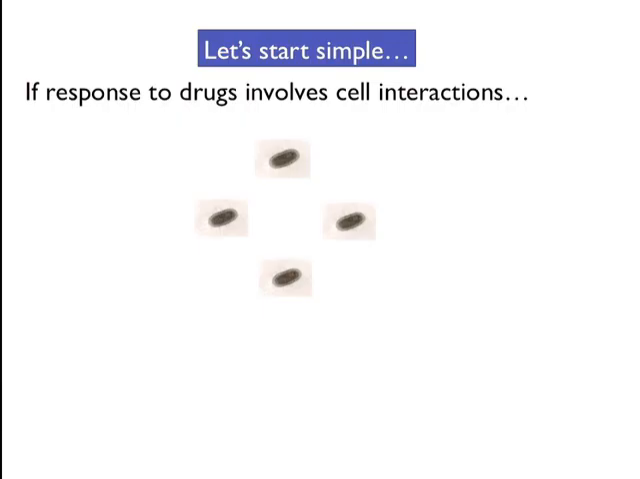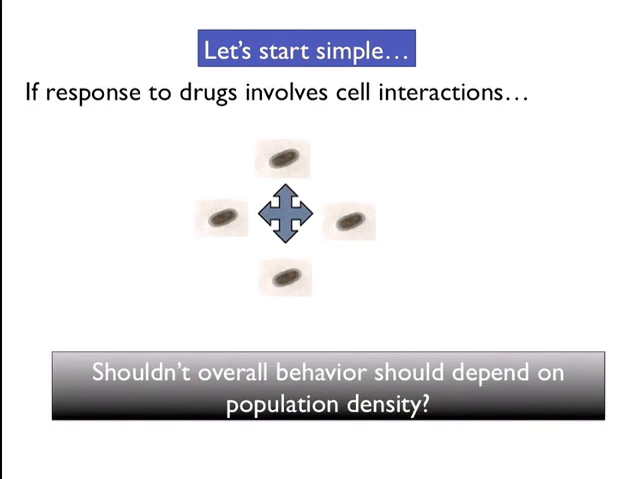But before we get into anything complicated, we just wanted to start simple. So this is the first thing we did with this. We said, okay, we want to claim that the response to drugs is some type of a community phenomenon. So the first thing we have to say is, wouldn't that mean then that the behavior should depend on the population density, right, which could scale sort of the length scale of the different interactions?